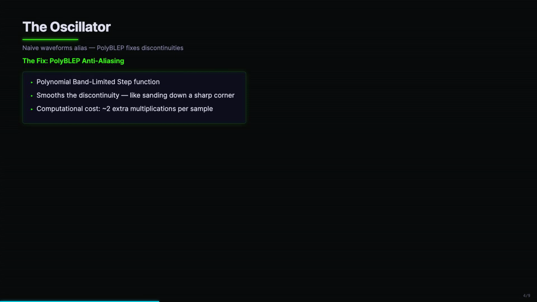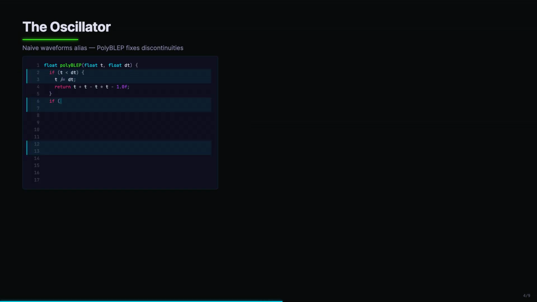The idea is straightforward. Instead of that hard jump, we gently round off the edges. Near the discontinuity, we apply a small correction that smooths the transition, like sanding down a sharp corner. The computational cost? Just 2 extra multiplications per sample. The result? A clean waveform without the aliasing artifacts. Here's the implementation. The PolyBLEP function checks if we're near the wrap point, within 1 sample of the discontinuity, and applies the correction. The saw function generates the raw value, then subtracts the PolyBLEP correction to get a clean output.